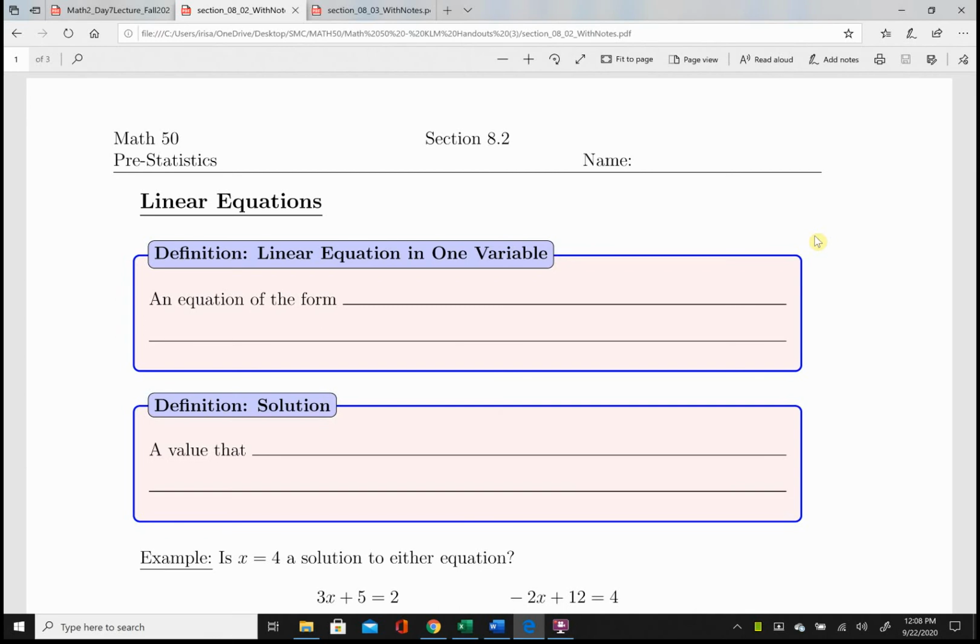I believe we are on day 7 in our pre-statistical endeavor. We're going to be covering two sections here, 8.2 and 8.3, concerning linear equations, solving equations. What else is on the agenda here? Let's see. One variable, two variables, using them to make predictions, all manner of things. Okay, so let's just go ahead and get right to it.